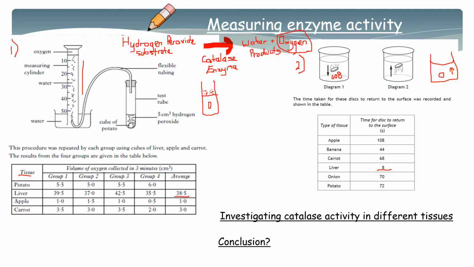So if we try to calculate the average of the potato, so then we can produce our conclusion. So to calculate an average, we know that we find the total and then we divide it by the number of groups or sets there are. So we would want to add 5.5, add 5, add 5.5, add 6, and then there is 1, 2, 3, 4 groups. So we press equals and we divide it by 4, which would give you the answer of 5.5.